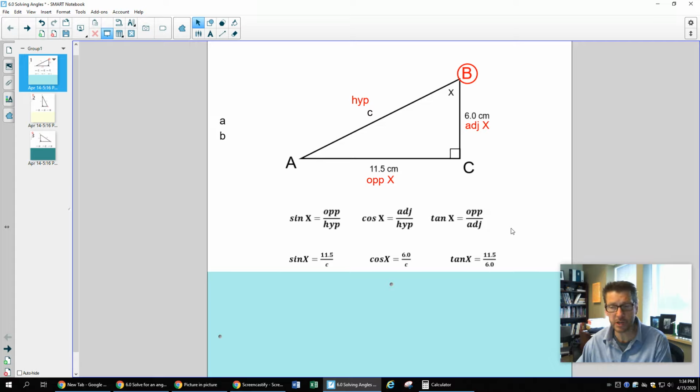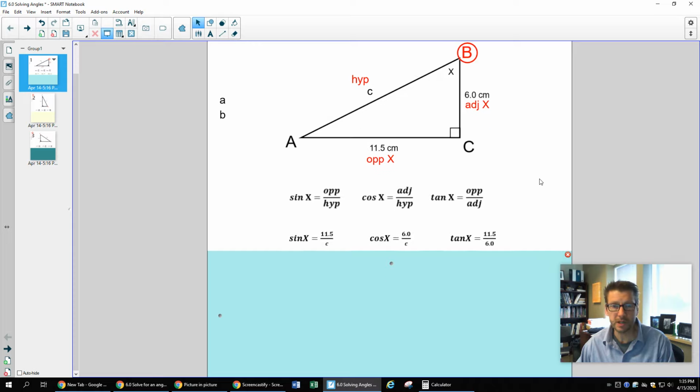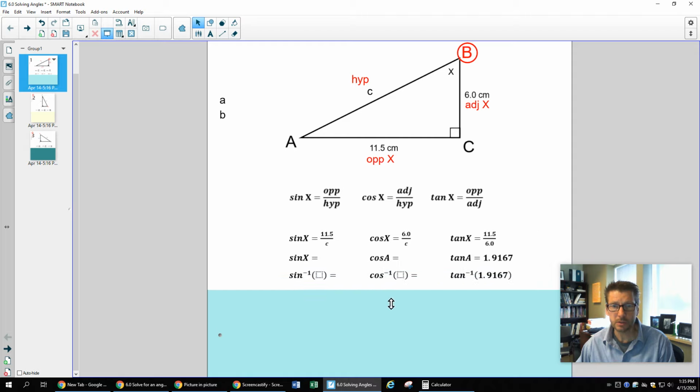So when we look at our instructions, we want to be able to label the sides, opposite, adjacent, hypotenuse. We want to be able to write our ratios, sine, cosine, and tangent, and then we want to fill in the numbers that we know. In this case, the numbers and the letters that we know. So now we want to look at our information and figure out which of our ratios is the one that we are going to work with. And in this case, there really is only one option.